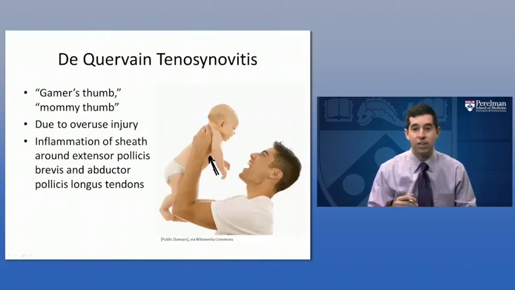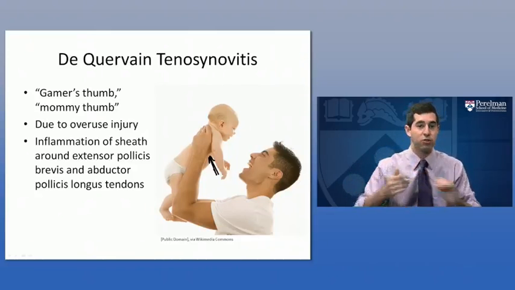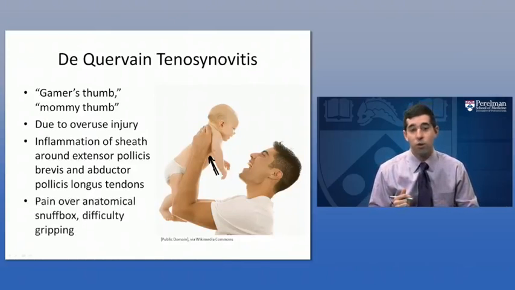In addition to lifting in this fashion, certainly holding a baby and supporting the head as well can cause some additional stress on that lateralmost portion of the hand, again overlying that abductor pollicis longus and the extensor pollicis brevis tendons. So the main findings that we'll have then are pain over that anatomical snuff box, and the person may also complain of some difficulty gripping. In particular, the thumb here may have some weakness because the two muscles that are being affected are two muscles that act on the thumb itself.